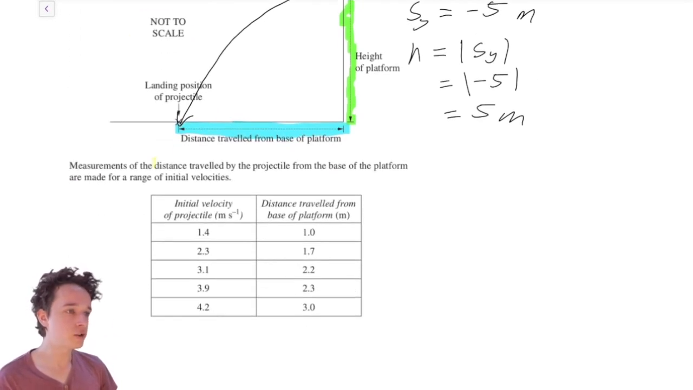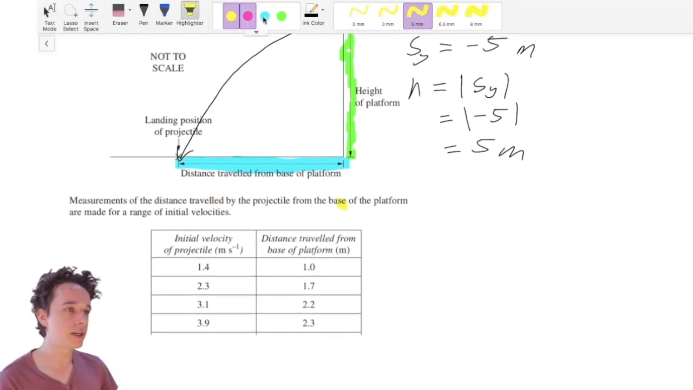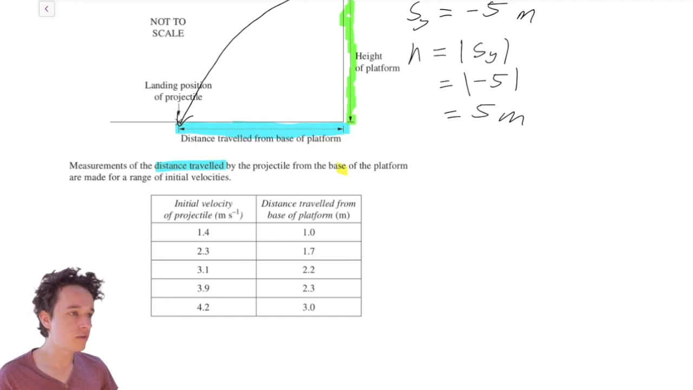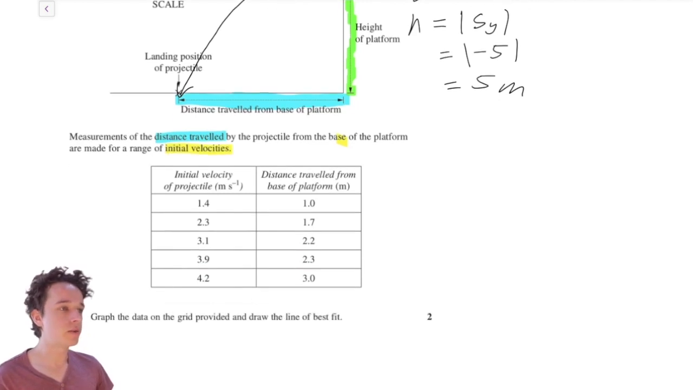Measurements of the distance traveled by the projectile from the base of the platform, and maybe I will highlight that in the same light blue color, are made for a range of initial velocities. Okay, so when the projectile is fired with an initial velocity of 1.4, we are told that the distance traveled from the base of the platform will be 1. When it's 2.3, it'll be 1.7, etc.